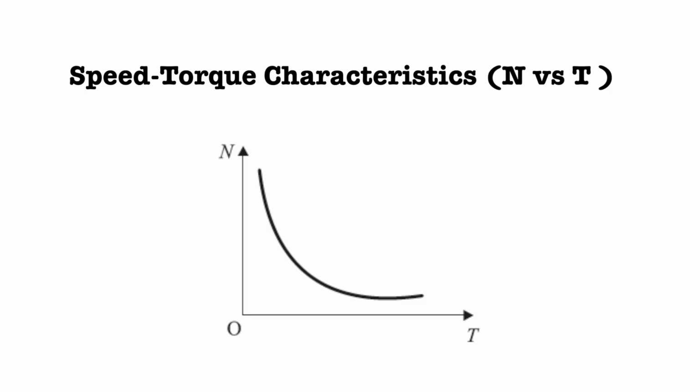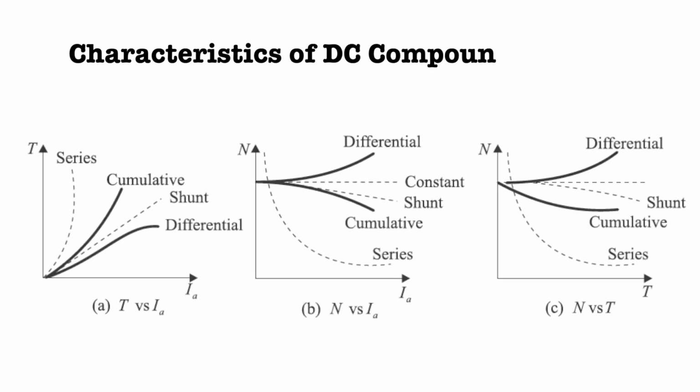On no load condition, the torque is very less and hence the speed increases to a dangerously high value. So we should not operate this motor on low load conditions. Next comes the characteristics of DC compound motor.